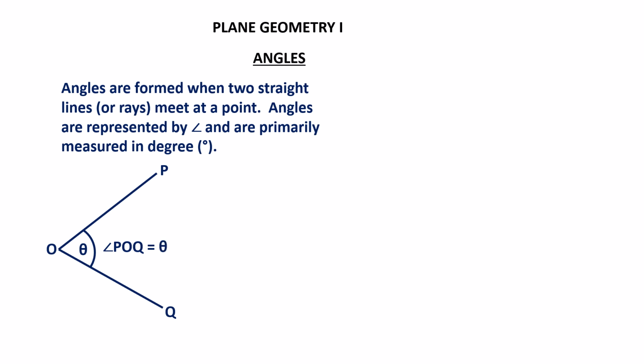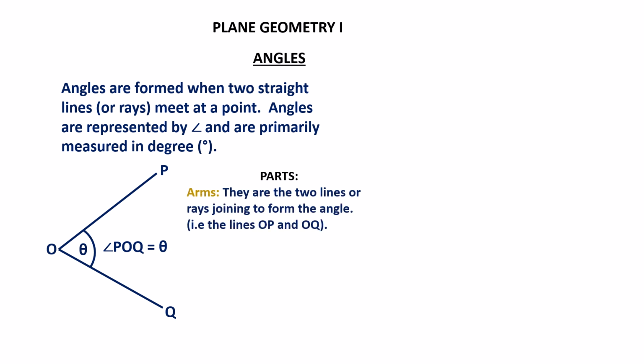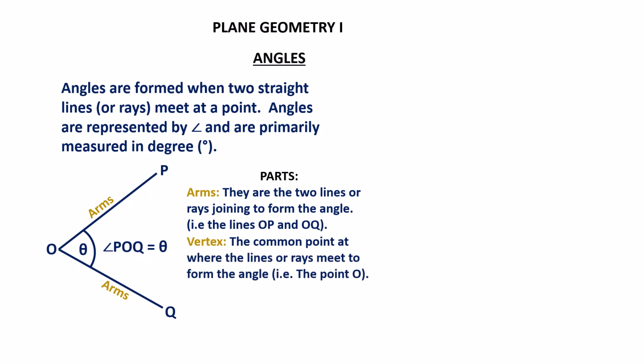Let's also consider the parts of angles. We have two main parts. We have the arms, which are the two lines that join to form the angle, in our case OP and OQ. Then the second part is called the vertex. This vertex is the common point where the two lines or rays meet to form the angle. In our diagram, we can locate this at the point O.